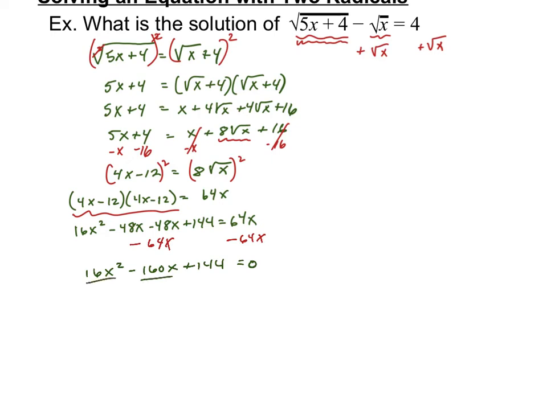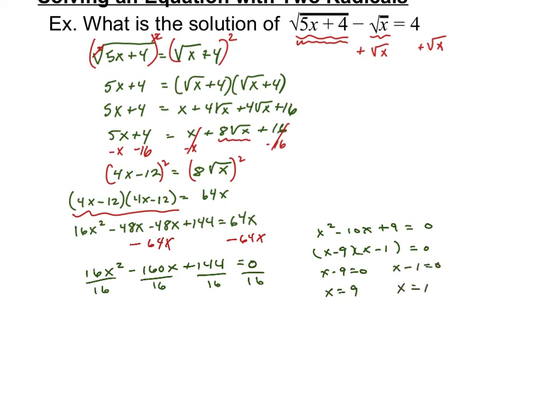And I am going to simplify this a little bit. I'm going to divide everything by 16 because it's going to make my numbers a lot smaller. And I am going to get x squared minus 10x plus 9 is equal to 0. You're going to use your zero product property. To factor that, you're going to have, solving for x, x equals 9 and x equals 1.